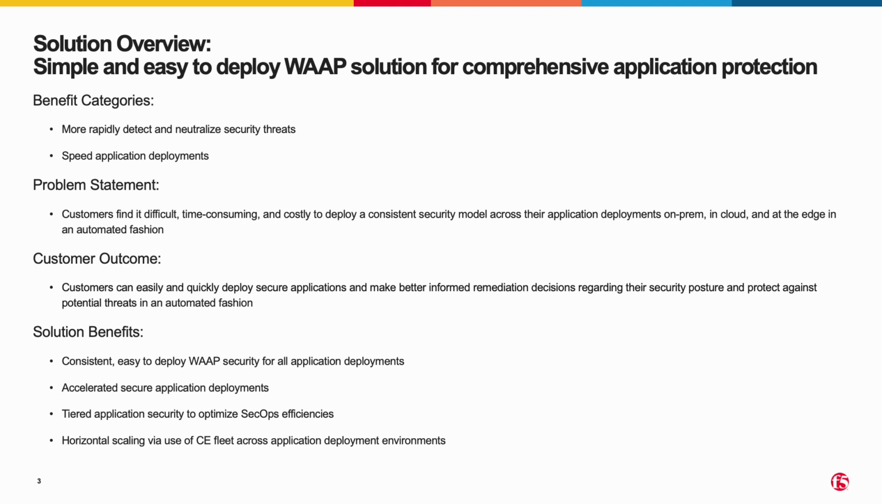Here we demonstrate how customers can use this modern security architecture to more easily and quickly deploy secure applications, make better informed remediation decisions regarding their security posture, and protect against potential threats in an automated fashion. With this modern architecture, our customers can enjoy the following benefits: consistent, easy-to-deploy WAAP security solution for all app deployments managed by F5 XC, accelerated secure application deployments, multi-tier security architecture providing differentiated levels of application security to optimize SecOps efficiencies, and horizontal scaling using a CE fleet across application deployment environments.